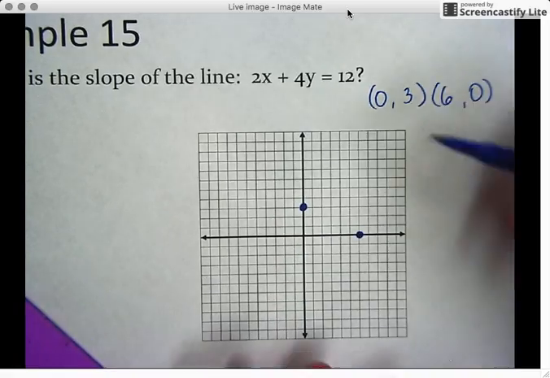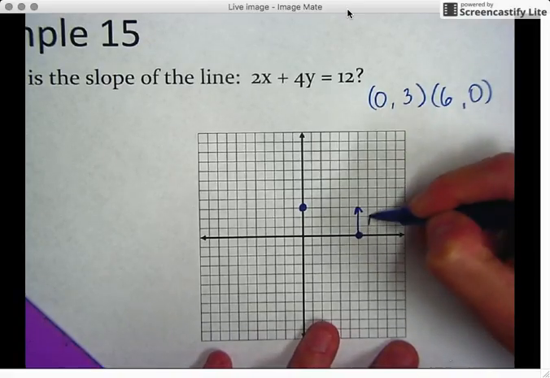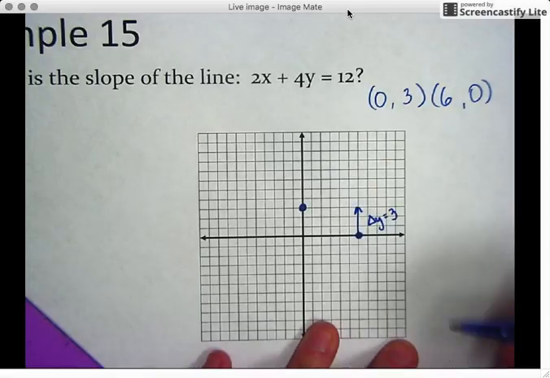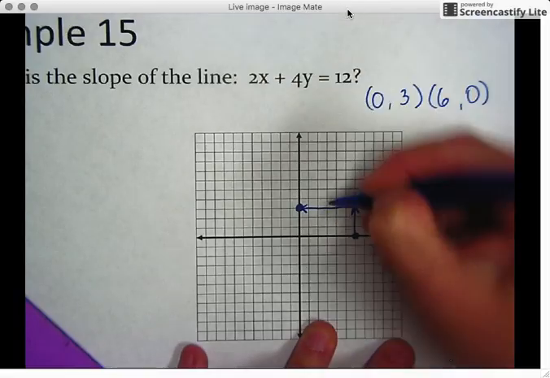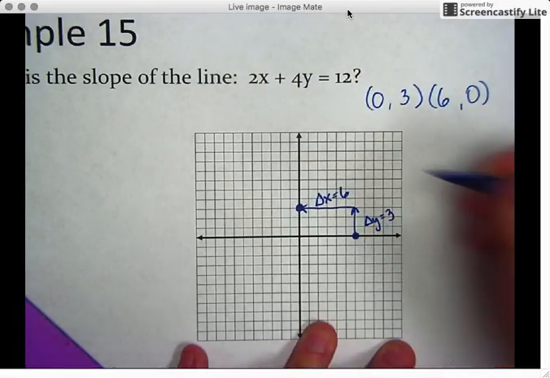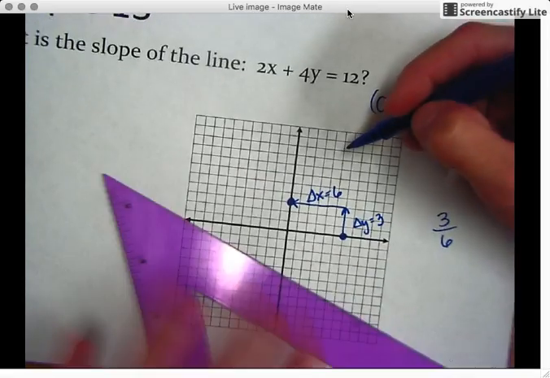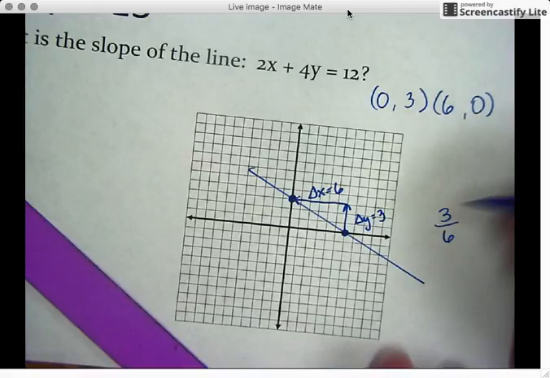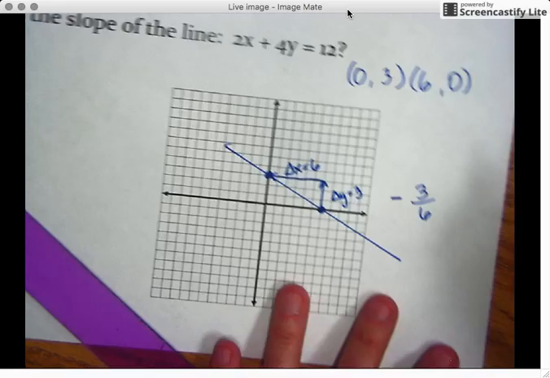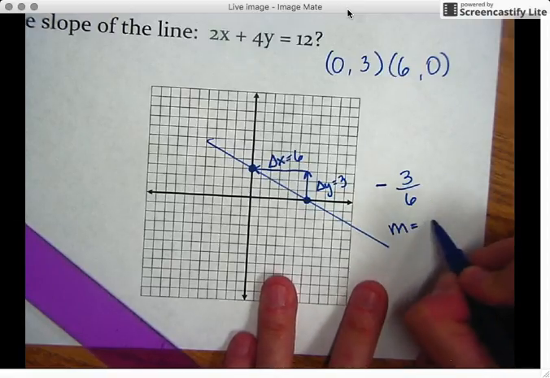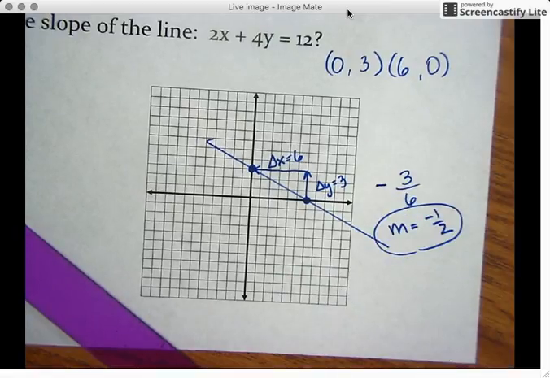So you know how to find slope between 2 points. You count the change of y. The change of y here is 3. The change of x, 1, 2, 3, 4, 5, is 6. Change of x is 6. Change of y over the change of x, and this is a negative slope. So now when I reduce that fraction, really that's all slope is. It's a fraction. You get negative 1/2. The slope of that line is negative 1/2.